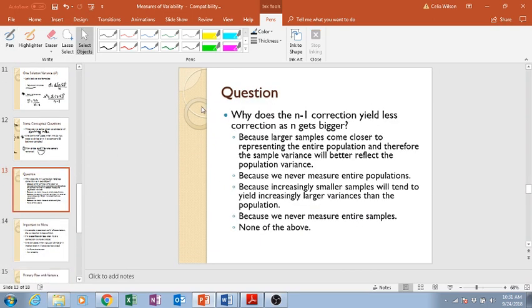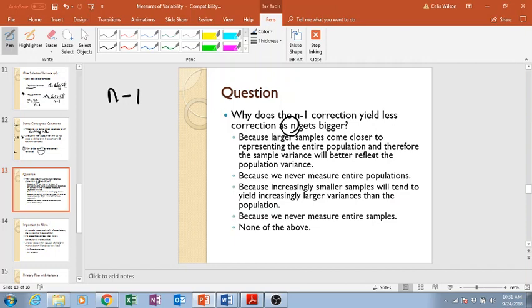Why does the n minus 1 correction yield less correction as n gets bigger? So remember that n here, n is your what? N is your sample size, right? So we said that n minus 1 is a correction factor, just like it says over here. So why does my correction factor get less? Why does it yield less of a correction as n gets bigger?